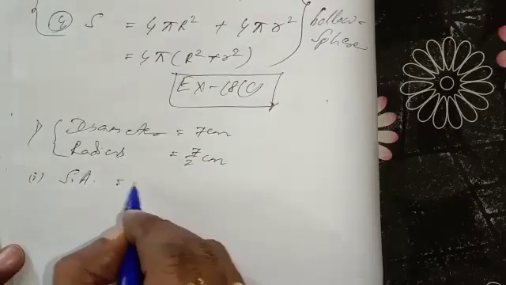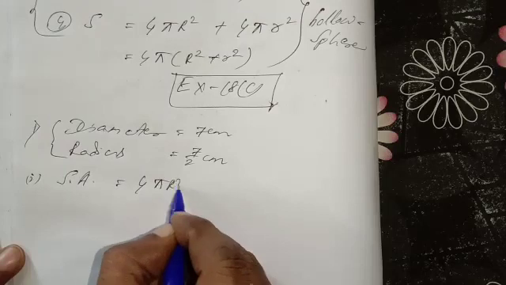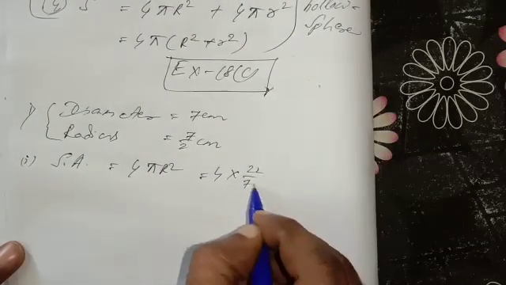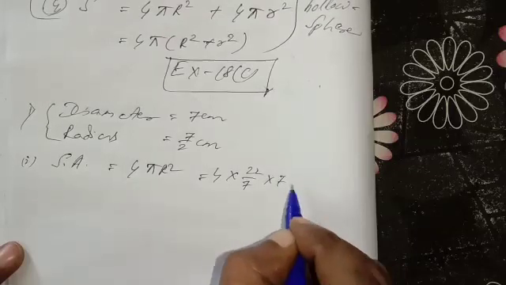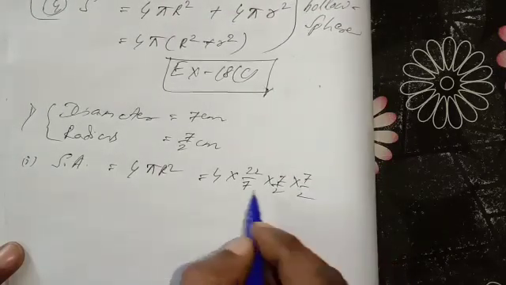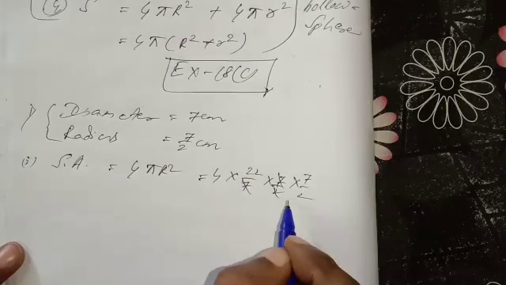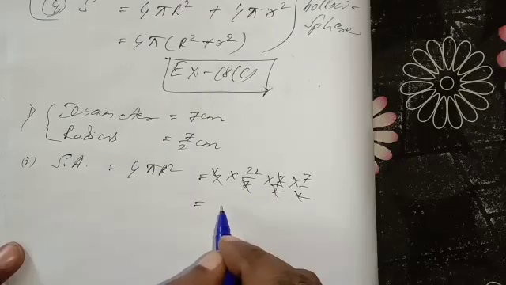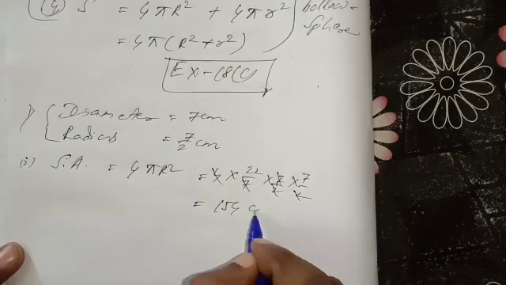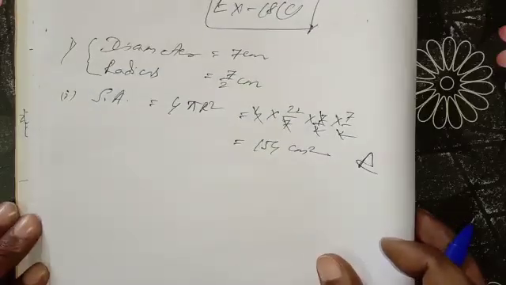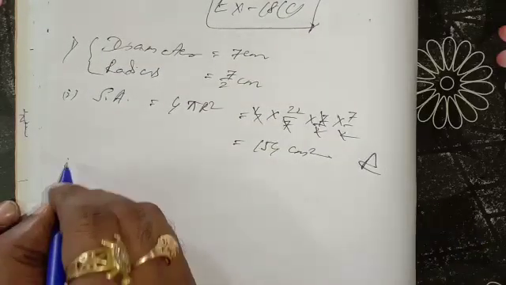You have to find out surface area. Surface area is 4 pi r square. That means 4, pi is 22 by 7, radius is 7 by 2 into 7 by 2. 7 cancels, 2 times 2 is 4 cancels. 22 times 7 is 154 centimeter square. The surface area is completed. Let us go to find volume.